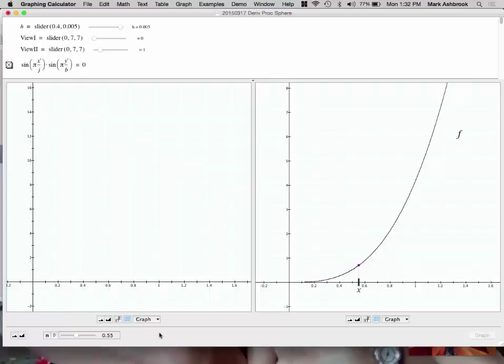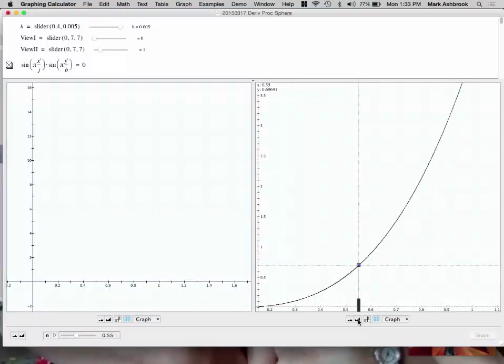Everyone think about it. How could we get a really good estimate for the rate of change at this moment when x is 0.55? We did this a long time ago. Zoom all the way in on that point on the graph, and then the graph looks linear.